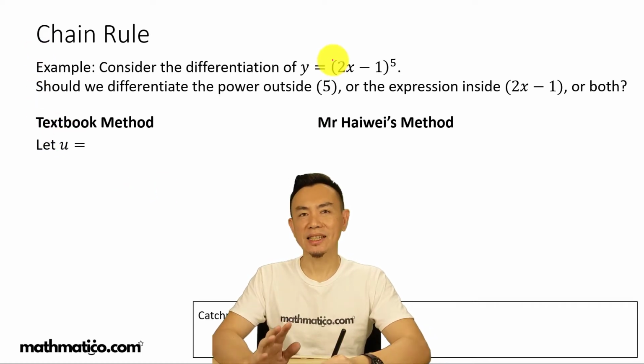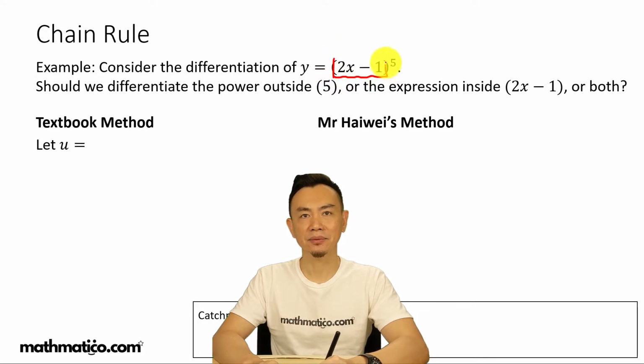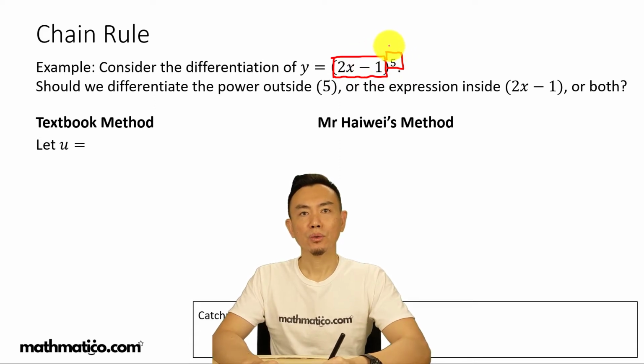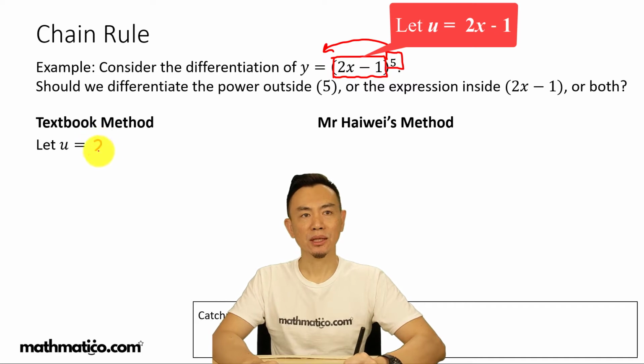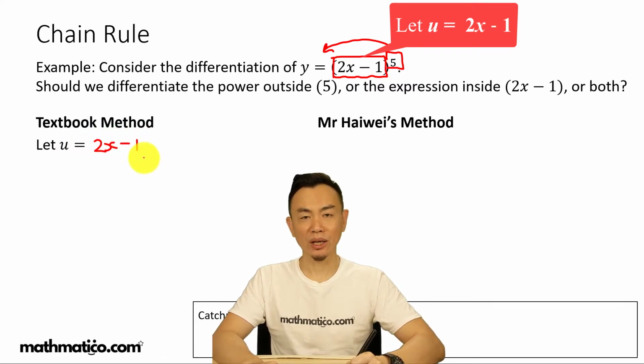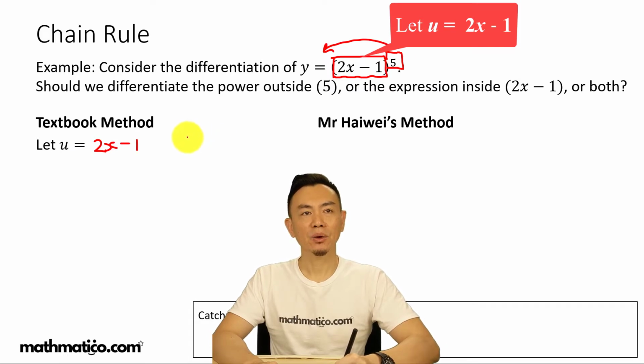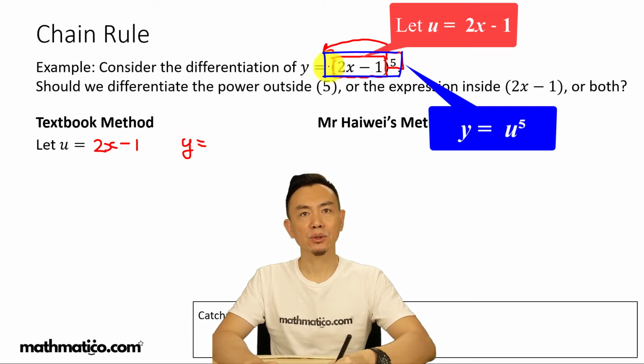Now before we decide that this is a chain rule case, we need to see that there's a bracket here that is inside, and then there's a power here that's outside. So we are going to do a power bring down power minus 1, but then there's other stuff inside this bracket. So we're going to let whatever is in the bracket be called u. And u is equal to 2x minus 1. And if u is equal to 2x minus 1, then we can say that y is equal to u to the power of 5.